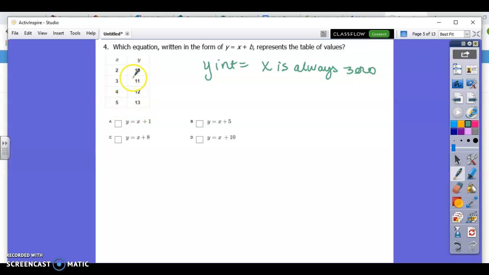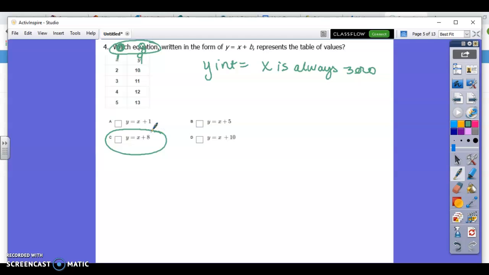But what I do notice is there's a pattern. So every time this is 5, 4, 3, 2, my next number would be 1, and then I would have 0. And that's what I want in order to find the y-intercept. So on this side, 13, 12, 11, 10, 9, and 8. So in this case, my y-intercept is 8.